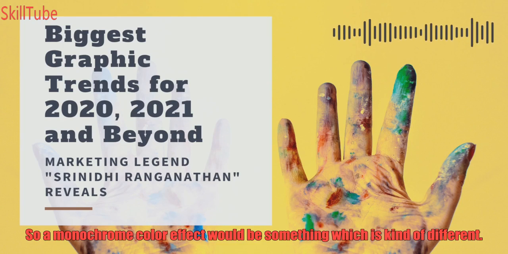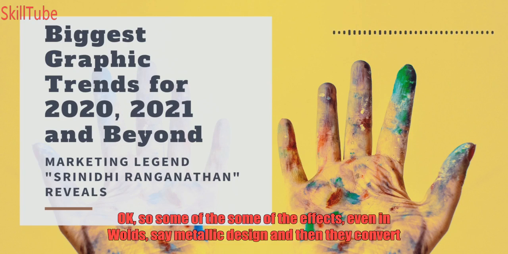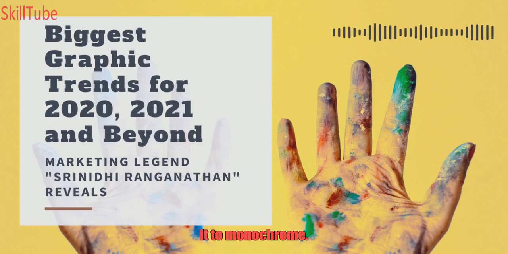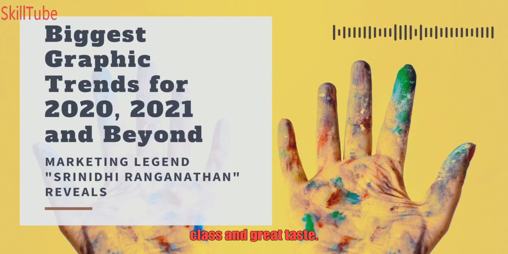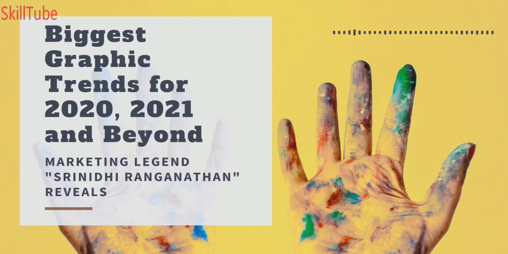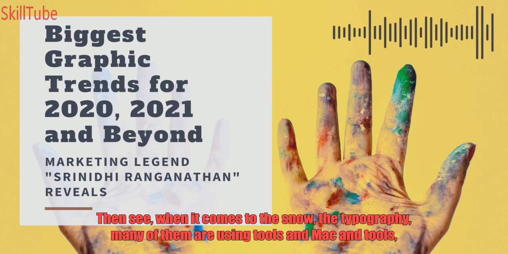So a monochrome color effect would be something which is kind of different. Some of the effects even involve metallic design, and then they convert it to monochrome. Some of the designers right now are using the color of gold, which conveys luxury, class, and great taste.